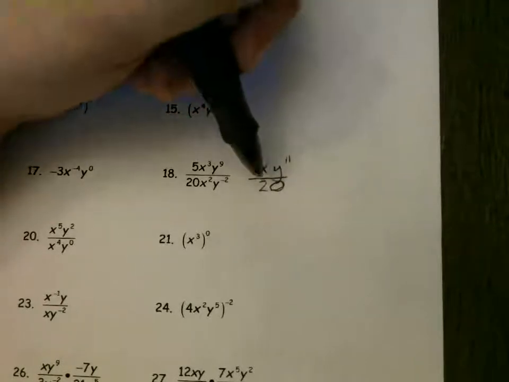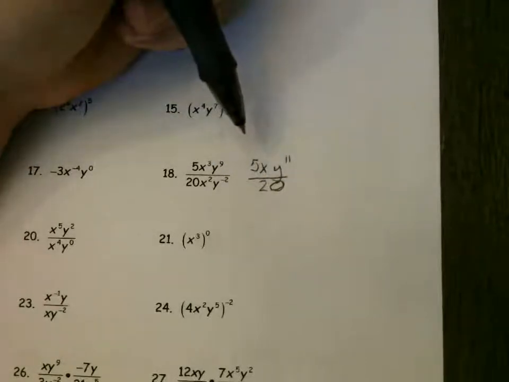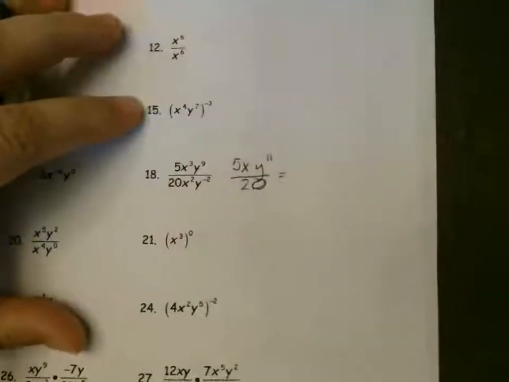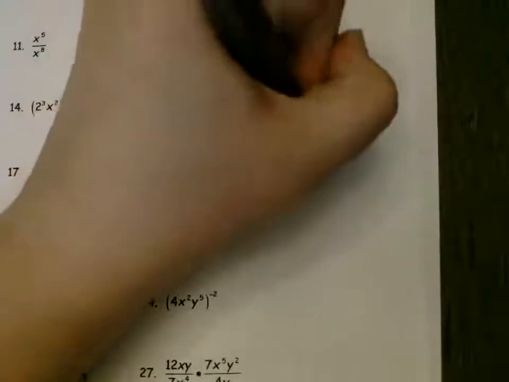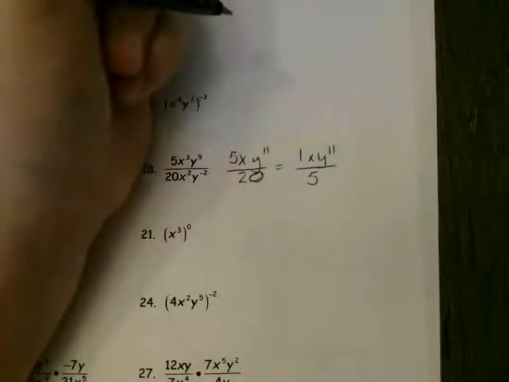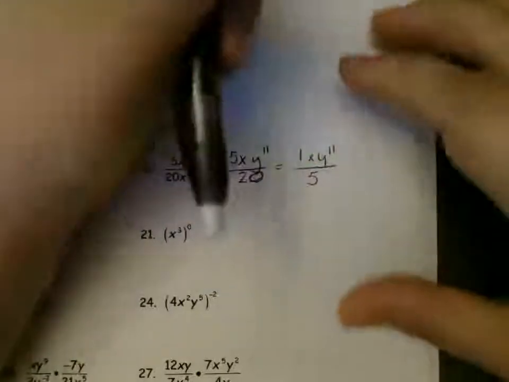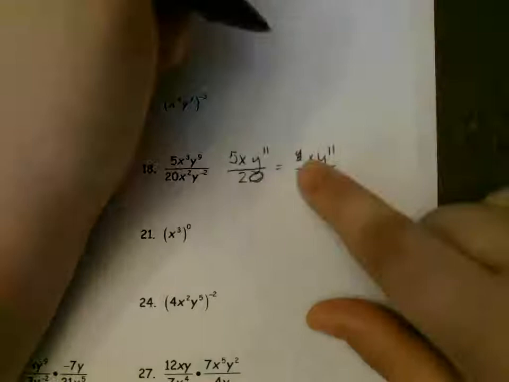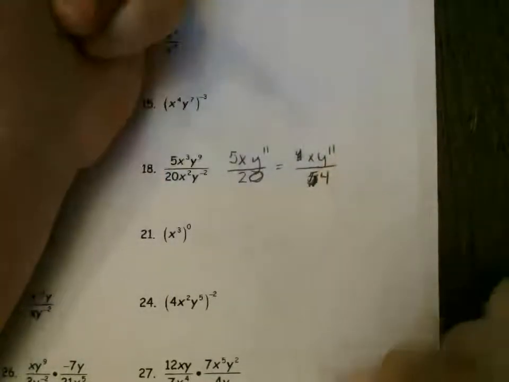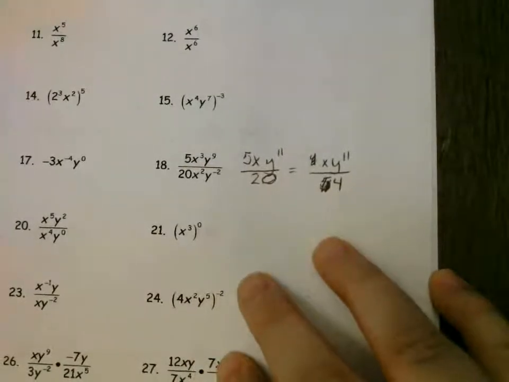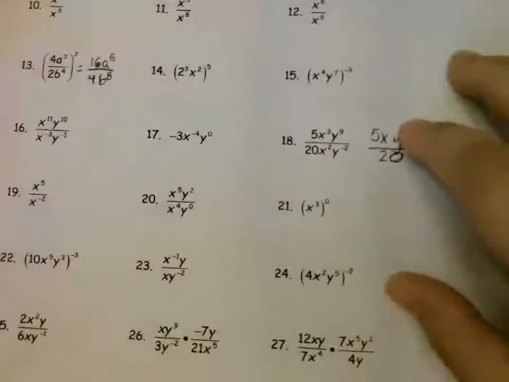Can I simplify 5 and 20? I can, in fact. If I divide 5 by 5 and 20 by 5, I can get 1x y to the 11 over 5. Oh, sorry, 4. This is me making a boo-boo. And actually, we don't even need that 1. It would just be x times y to the power of 11 divided by 4. All right, that's just simplifying our problem.